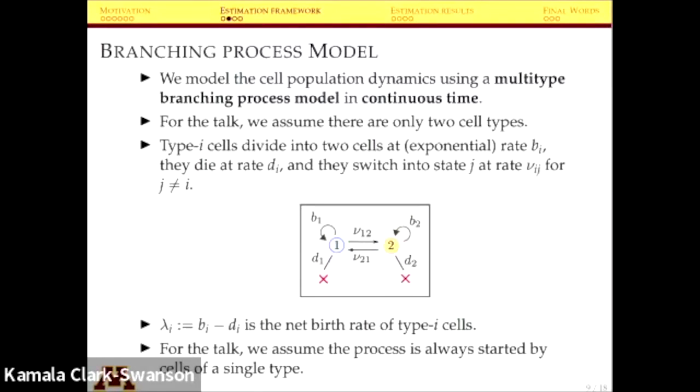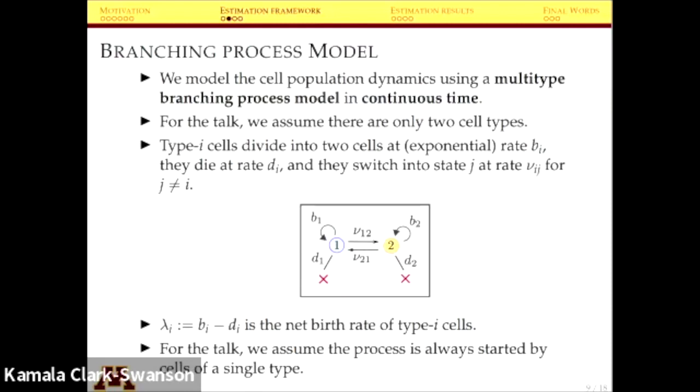Okay, but now I'm going to talk a little bit about the ideas behind the estimation framework. So here we're going to model the cell population dynamics using a multi-type branching process model in continuous time. And in the talk, we're going to assume that we only have 2 cell types, but in the accompanying paper, we did the more general case of 2 or more types.